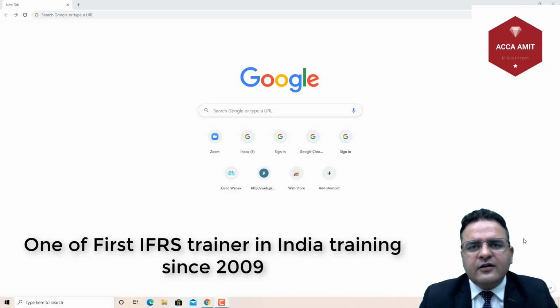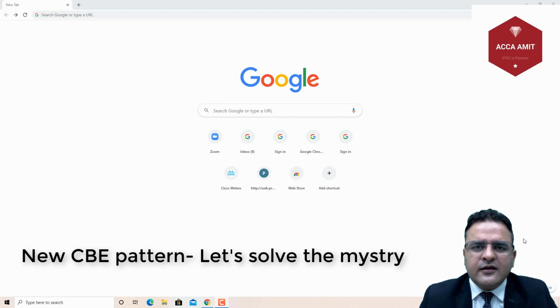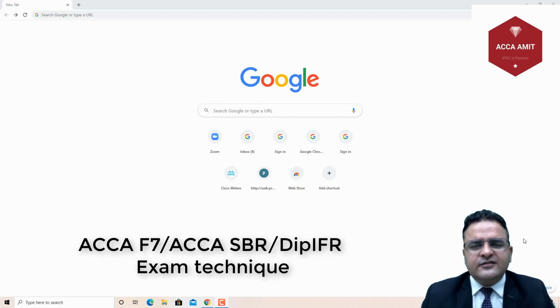So I am here to share with you how to attempt the consolidated statement of financial position question in the new CBE examination pattern. Now this discussion is applicable to ACCA F7 Financial Reporting, ACCA SBR Strategic Business Reporting, and Diploma in IFRS examination to be held in December 2020 and thereafter.